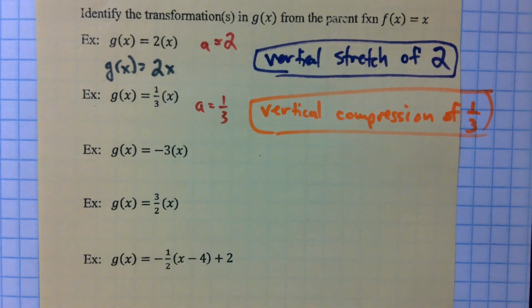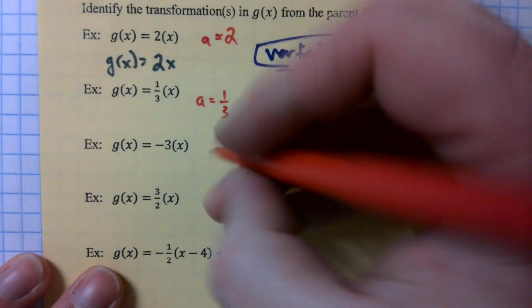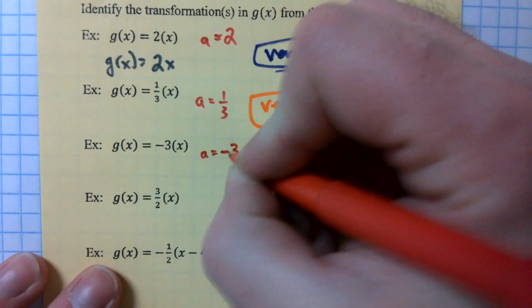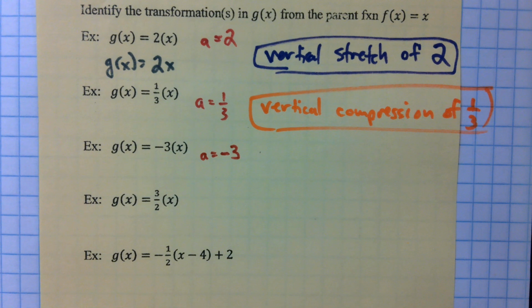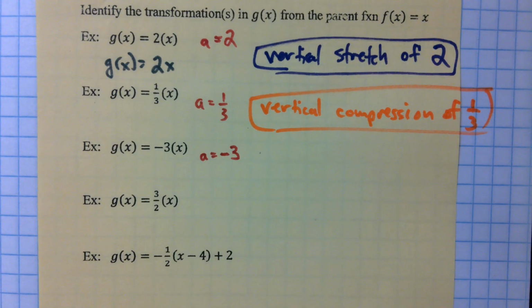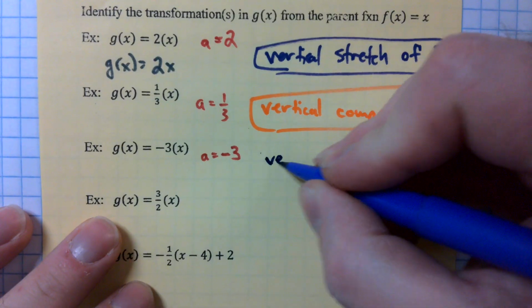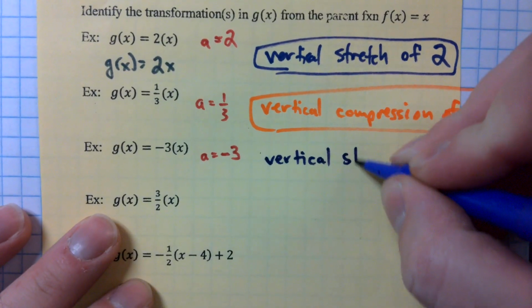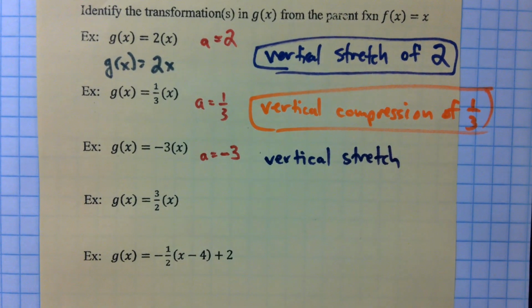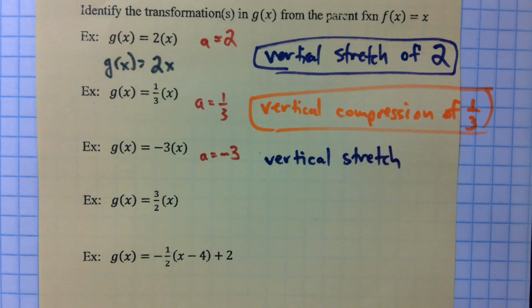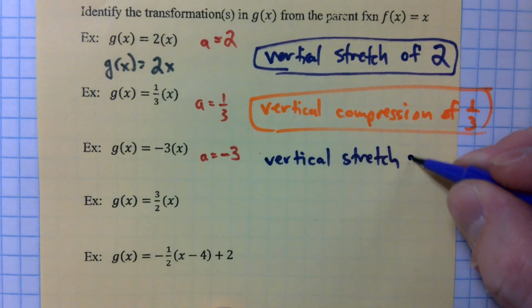Good. Third example. What's my a value here? Negative 3. Ooh, a negative number. Does that mean I'm compressing it, squishing it down? The absolute value. What's the absolute value of negative 3? 3. Is that more than 1 or less than 1? More. So this is a vertical stretch just because it's negative. That's why I have to think in terms of absolute value, because if my a value's absolute value is greater than 1, I'm still stretching it. Vertical stretch of 3.